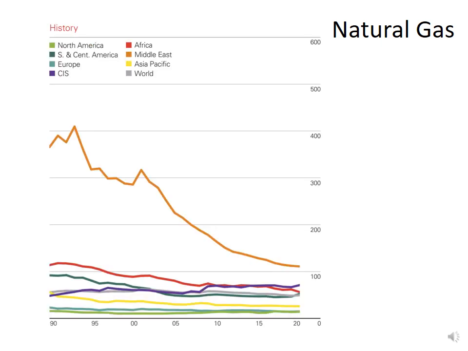So let's take a look at the history of that. So the big changer here is the Middle East. That's the orange line. Back in 1990, they had a reserve to production ratio of 400. That means that they had lots of natural gas and they weren't really using it. So they were pumping it back into the ground. So they had a very small production, so they had a very high reserve to production ratio. They've actually started using the natural gas now, and they've been pumping it out, and they've reduced their reserves down to a little bit over 100 years.